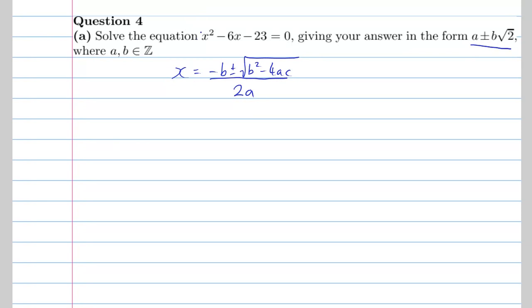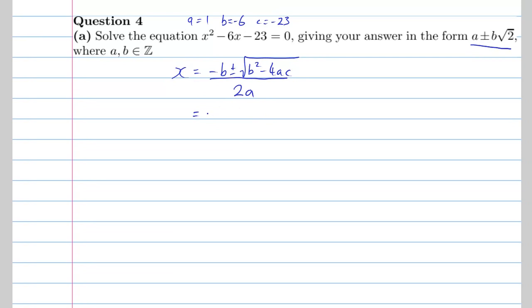Well, a is the coefficient of x squared, so in this case that is 1. b is the coefficient of x, so in this case that's minus 6. And c is the constant, which in this case is minus 23. So all we have to do is substitute those in.